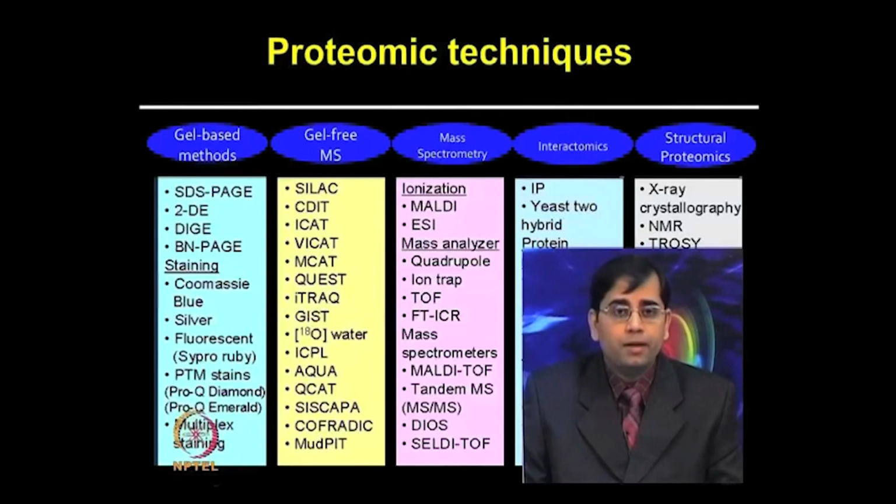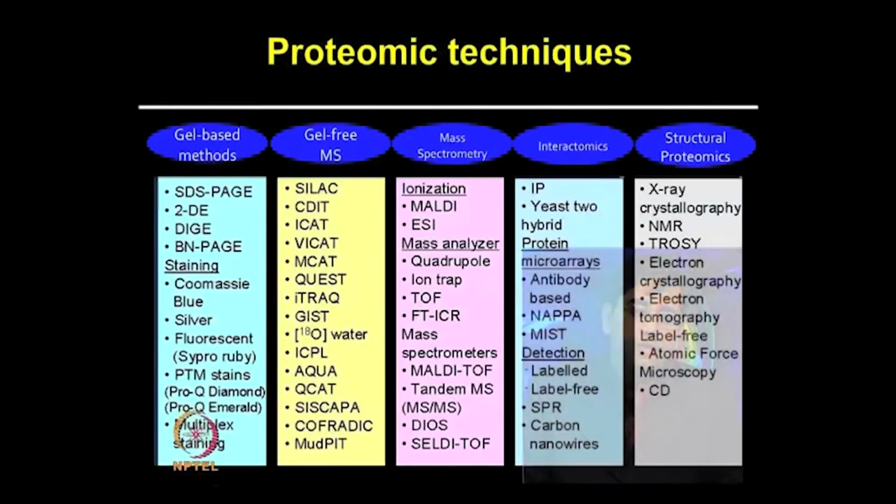Structural proteomics involves X-ray crystallography, nuclear magnetic resonance NMR, transverse relaxation optimized spectroscopy TROSY, circular dichroism CD, and different types of microscopy methods including atomic force microscopy and electron microscopy.